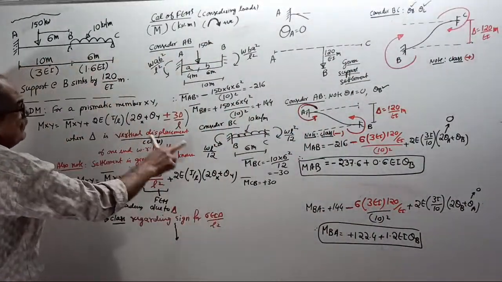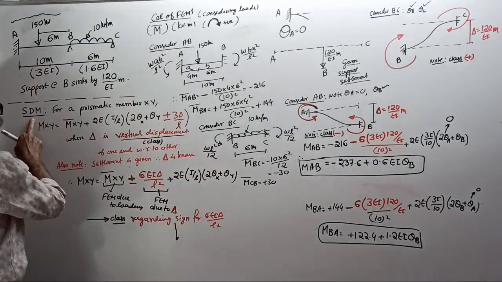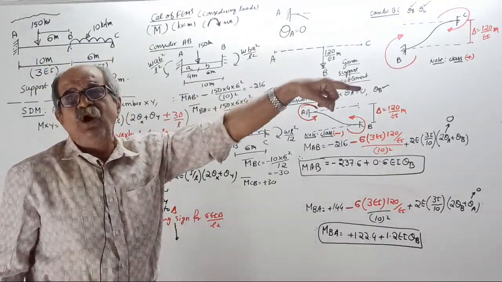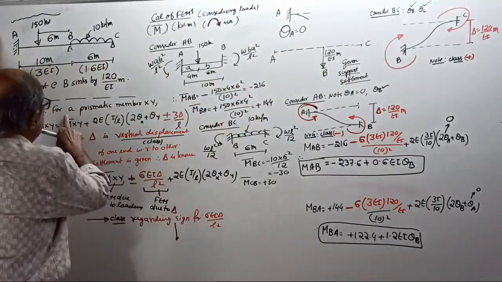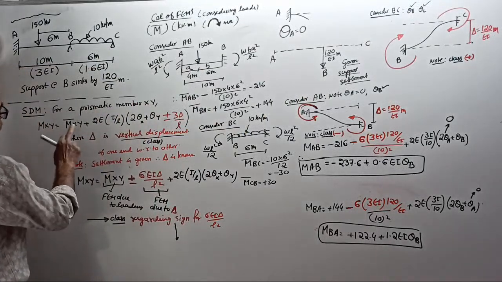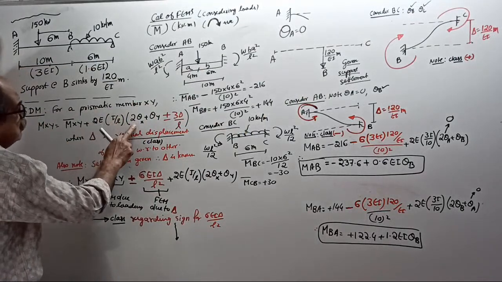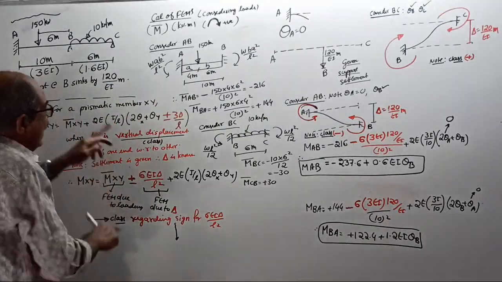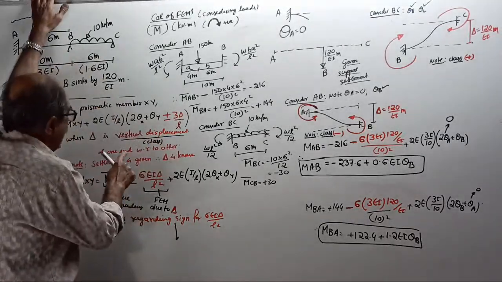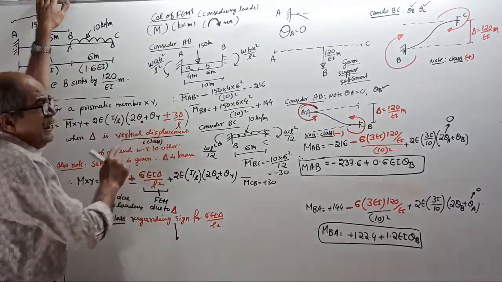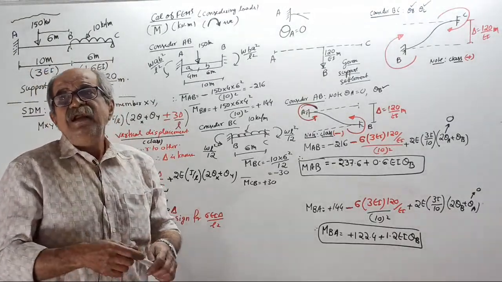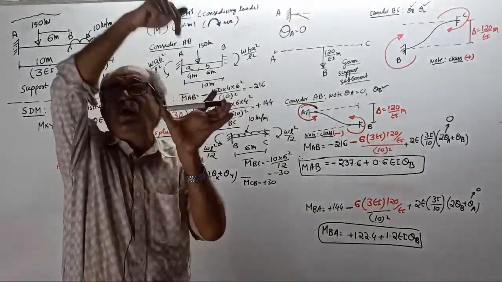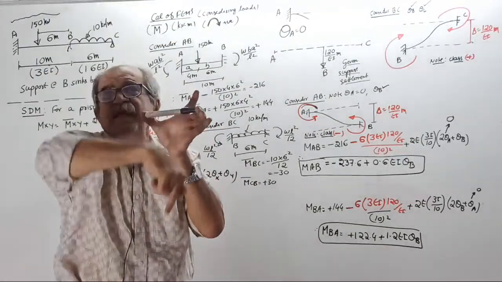I wrote something only to save time. So, slope deflection method. I explained everything in the earlier class, therefore you have to go through it. For a prismatic member XY, MXY equals M bar XY plus 2EI by L into 2 theta X plus theta Y, plus or minus 3 delta by L, where delta is the vertical displacement of one end with respect to the other. Technically, it is not vertical. It is displacement perpendicular to the member, or transverse displacement. You should write a note there.